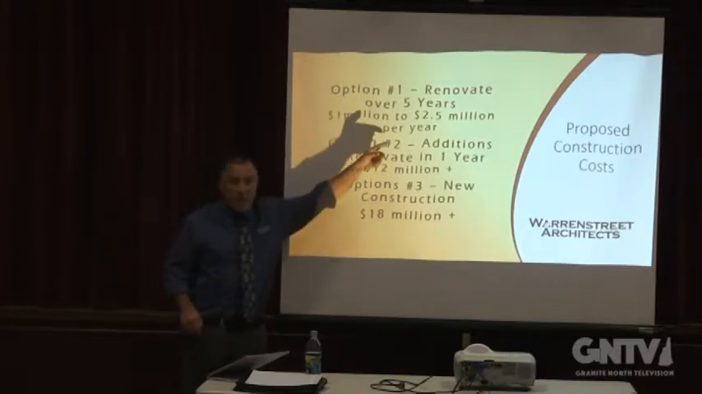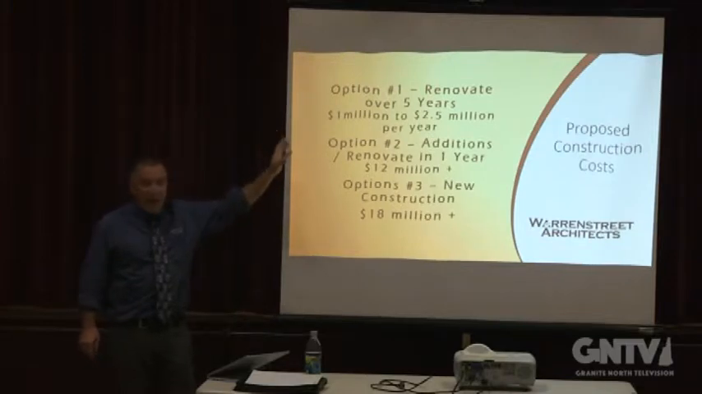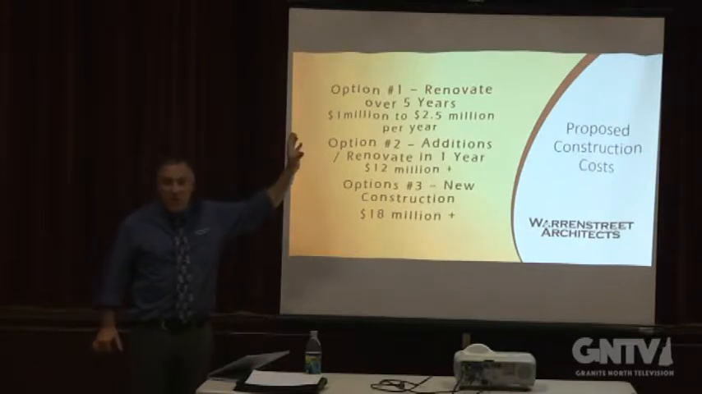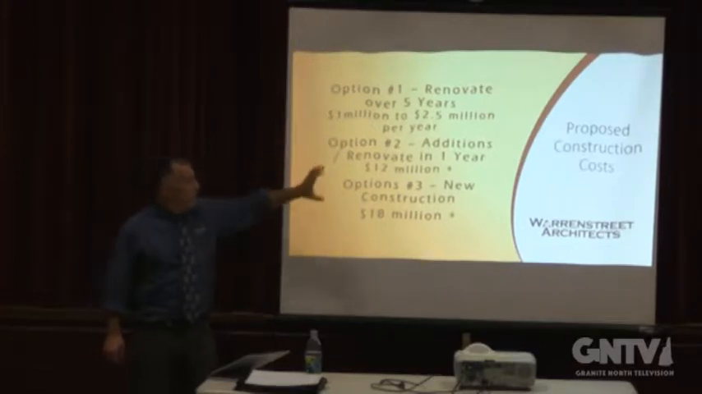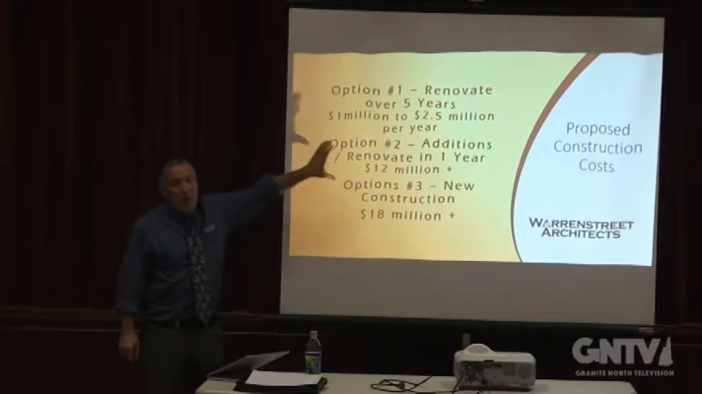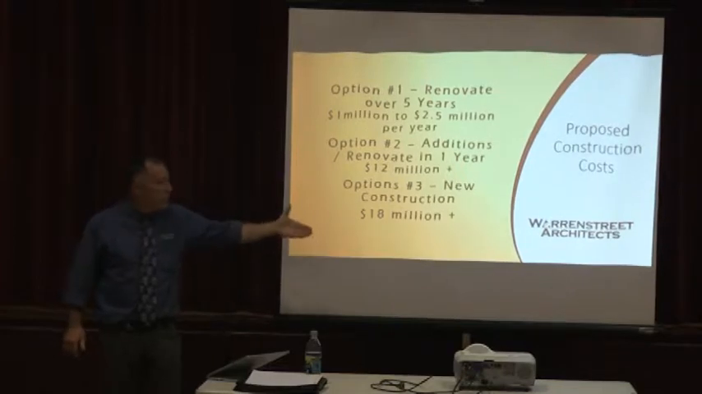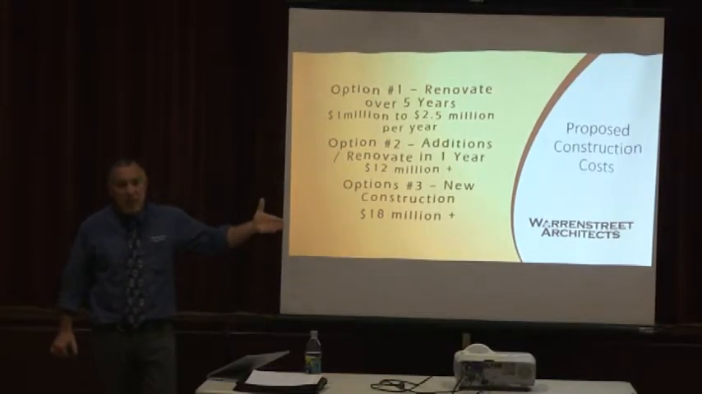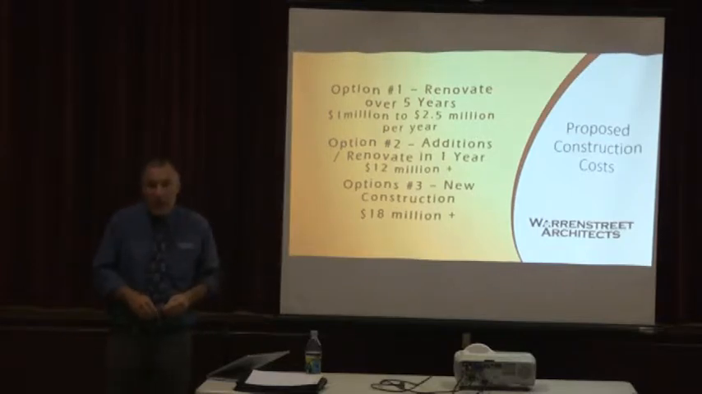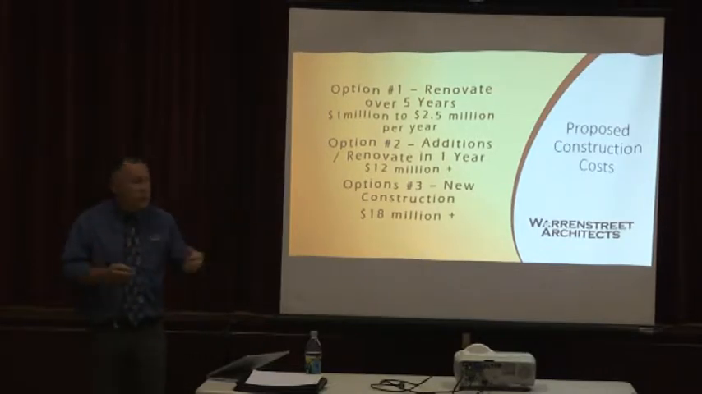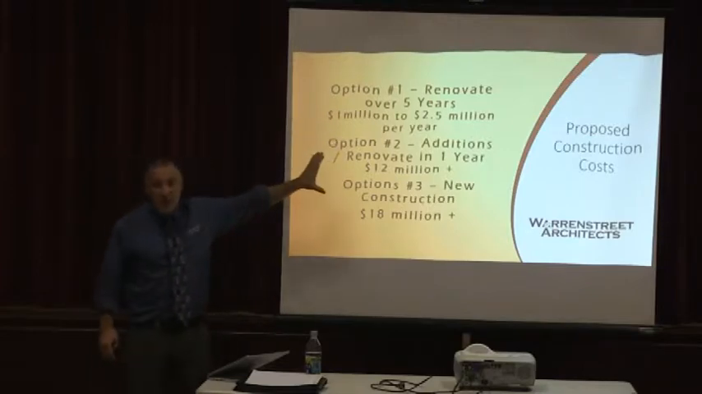So if you're going to renovate over 5 years, you're adding potentially another 25% into the cost just because of inflation. If you renovate it in 1 year, you have to pay a bond, which includes interest, which currently is about 3%, maybe even less than that. I've seen some projects come in at 2 something. So just by doing it in 1 year, you're going to save money by beating inflation.